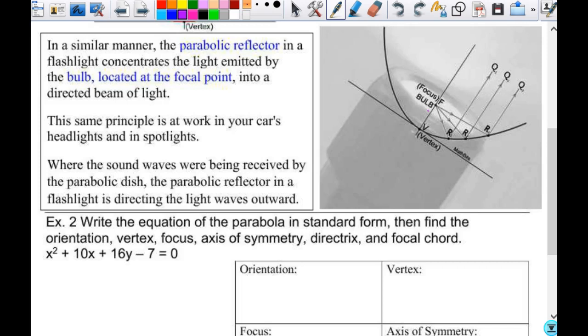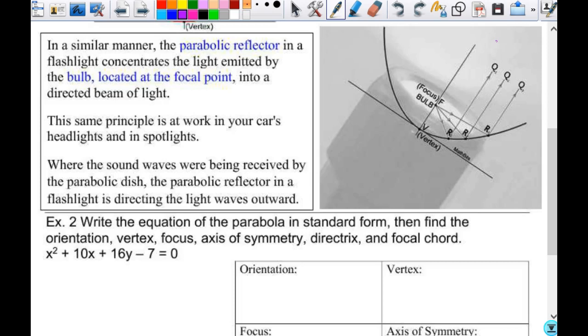So the parabolic reflector in a flashlight concentrates the light emitted by the bulb located at the focal point into a directed beam of light. This same principle is at work in your car's headlights and spotlights, where the sound waves are being received by the parabolic dish. The parabolic reflector in a flashlight is directing the light waves outward. So instead of coming in, now it's going out. The bulb is at the focus, so light is going everywhere, but the light beams that actually hit here are reflecting back out, and they are all parallel to that axis of symmetry, and that's why you get the directed beam of light, and it's not really just going everywhere. Does that make sense to you? So there's your reasons why.